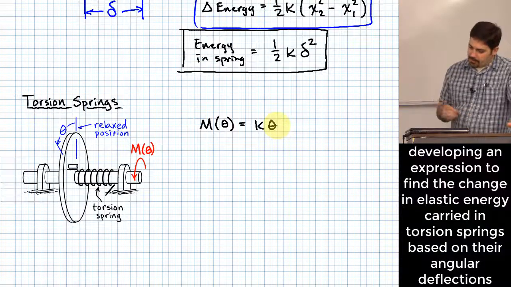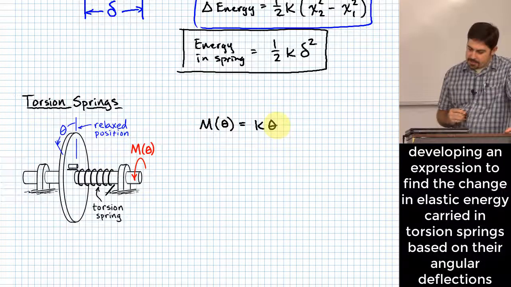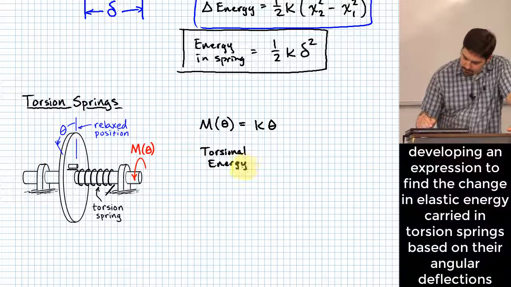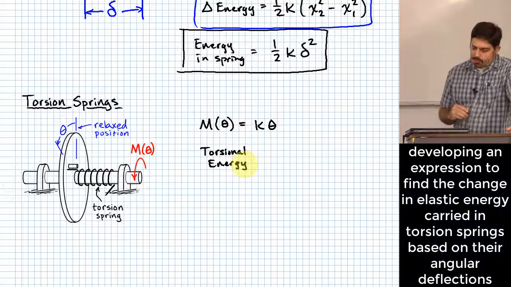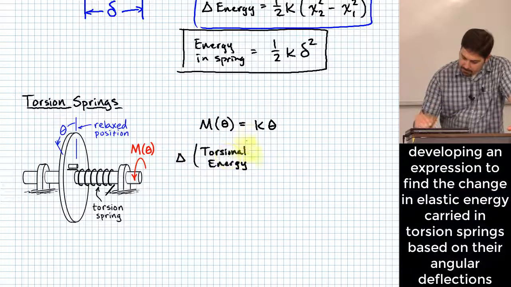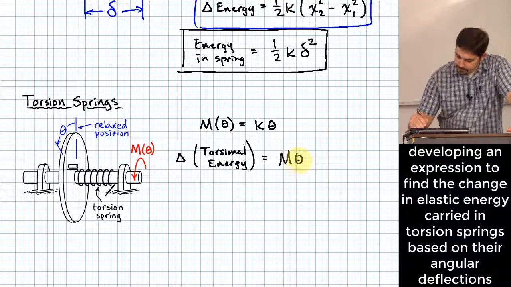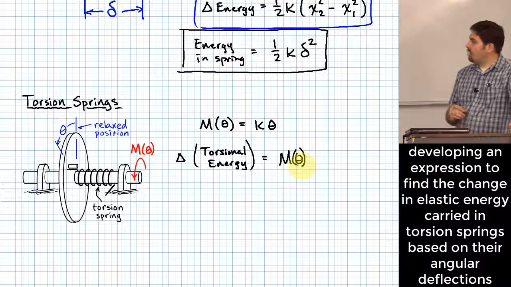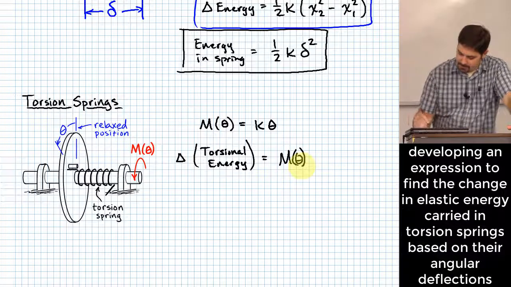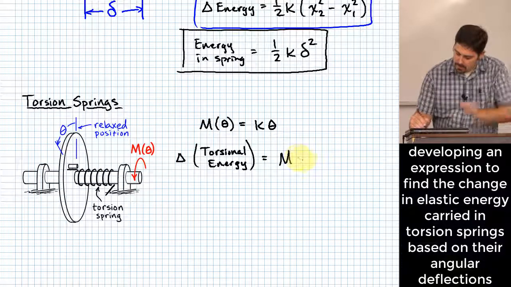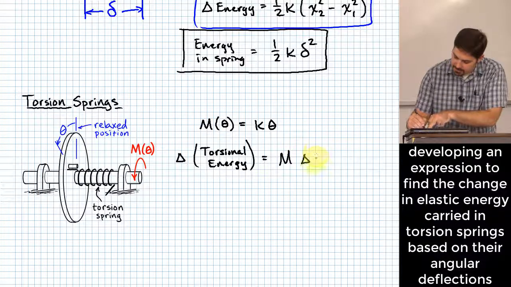Okay, well, I think we covered this a minute ago. What is our equation for torsional energy? Okay. Torsional energy, and actually maybe I can state it this way, where a change in torsional energy is going to be equal to your moment as a function of theta. Right now we're going to deal with it if it's constant, but M times delta theta.